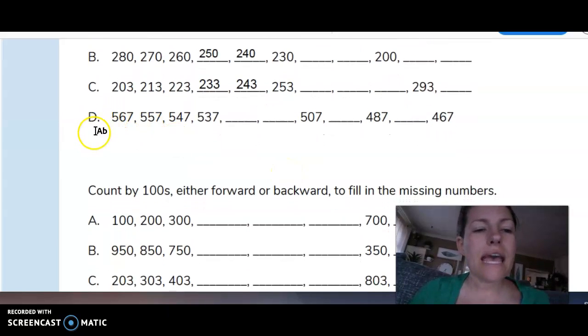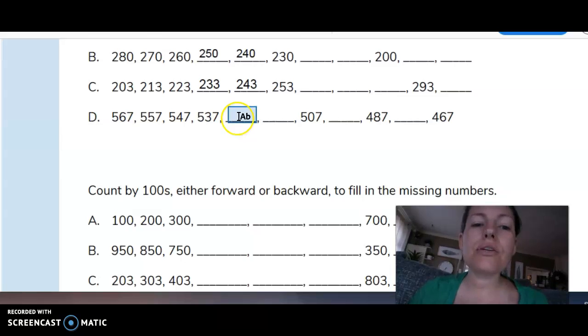Now let's look at D. 567, 557, 547, 537. As you can see, if we look at our tens, we start out with 6 tens, 5 tens, 4 tens, 3 tens. Notice how the tens place is getting smaller. That's because it's going down by 10 every time. Okay, so 6 tens, 5 tens, 4 tens, 3 tens. I bet the next one will be 2 tens.